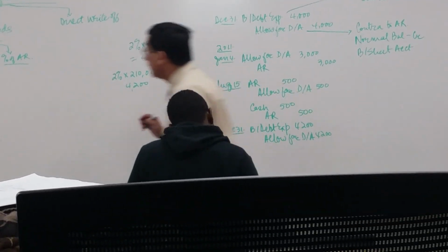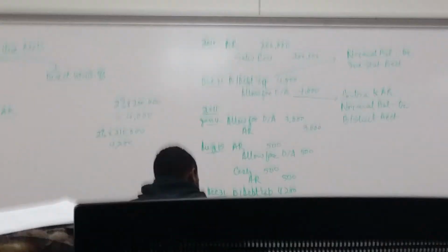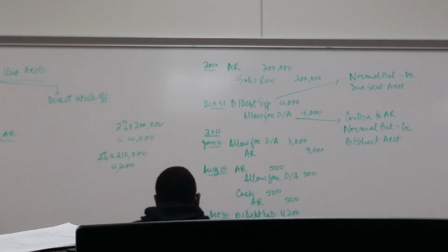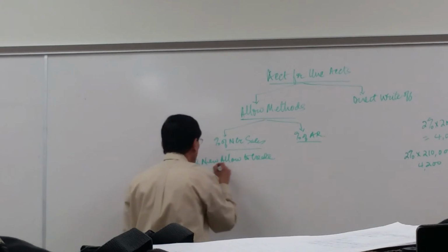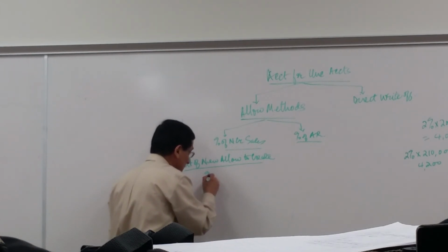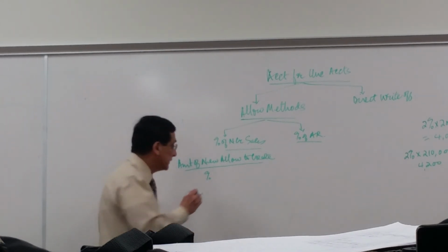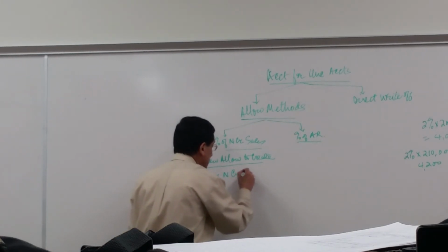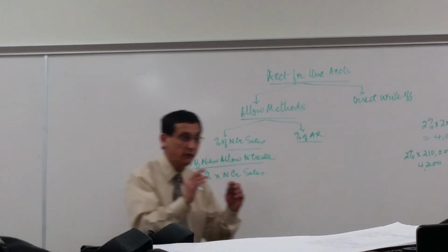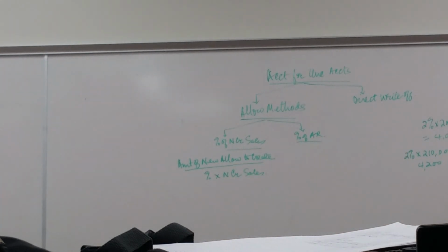Clear? Under the percentage of net credit sales method, let me just give you this formula. The amount of new allowance to create: all you do is take a percentage given to you in the problem, times net credit sales. That's all you do. There's nothing more to it. The assumption is made for you in the problem, times net credit sales. That gives you how much of new allowance to create. Simple as that.